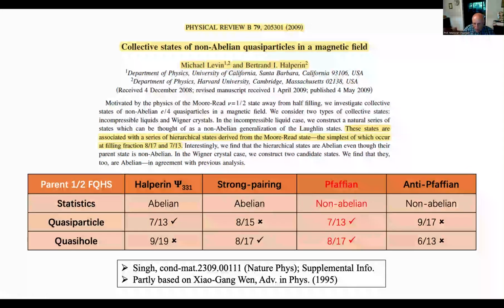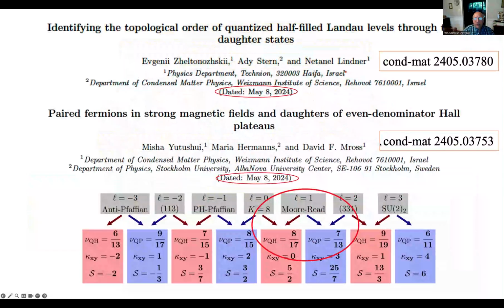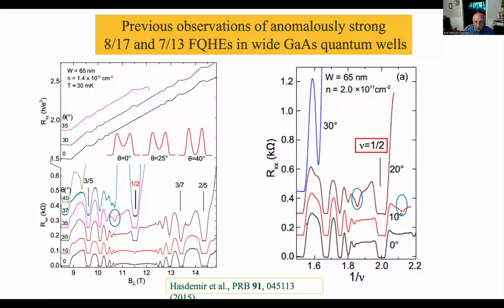When we were waiting for the reviewers, they kept complaining that this paper is not so deeply theoretical, and asked is there more theoretical evidence? Well, since our paper was put on condensed matter, these two theory papers have appeared a couple of weeks ago, and here now two different, more rigorous theories. Indeed, they say that 8/17ths and the 7/13ths are descendants of the Moore-Read or the non-Abelian state.